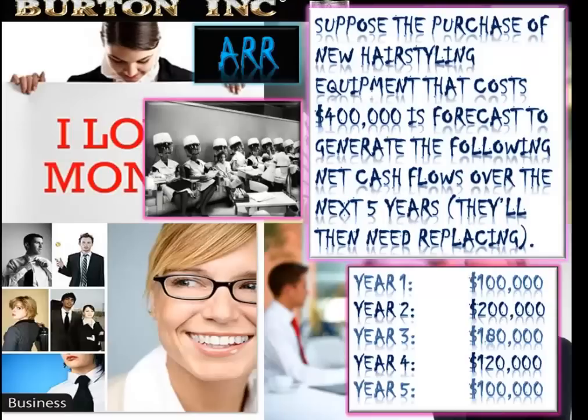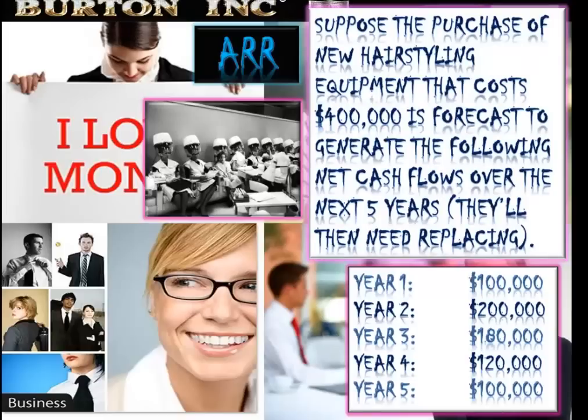It's forecasting to generate the following net cash flows over the next 5 years. They're only going to last the business for 5 years. They'll need to be replaced after that. They'll look a bit worse for wear, and after 5 years they're not going to be doing the business any favours, so they'll look at replacing them after 5 years.